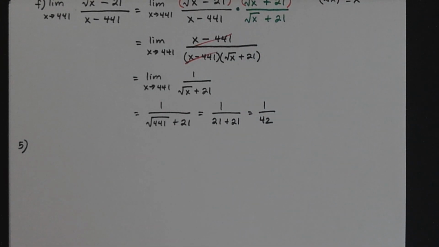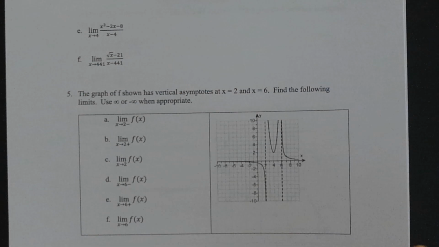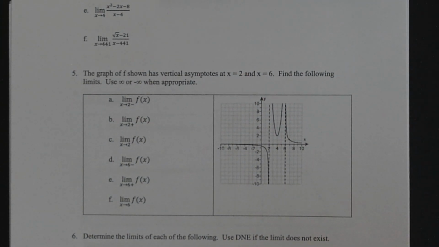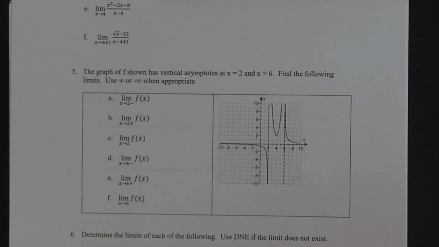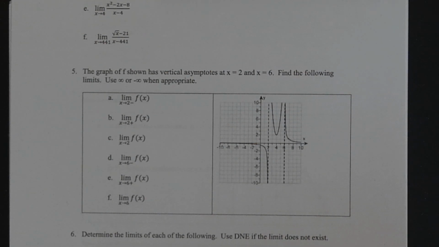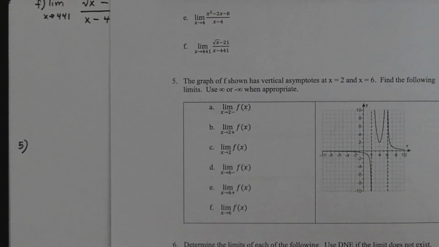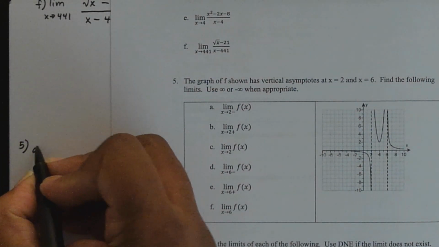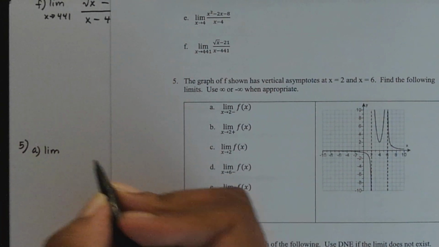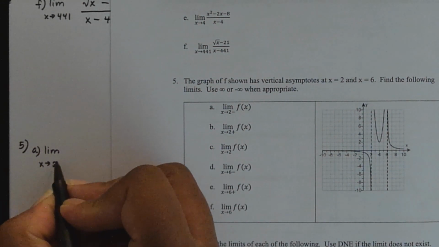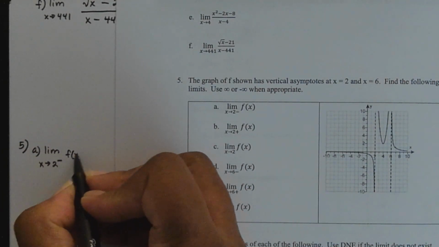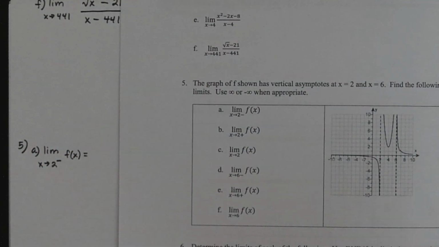Okay, problem number 5. Here you have the graph of f shown, and it has vertical asymptotes at x equals 2 and x equals 6. You're going to find the following limits, and then you're going to use infinity or negative infinity where appropriate. So in part A, you have this. The limit as x approaches 2 from the left of f of x. So we're looking at the left of 2.